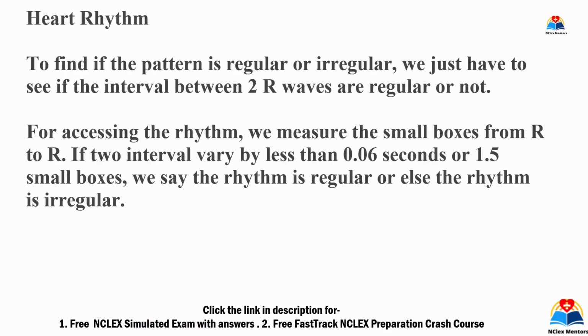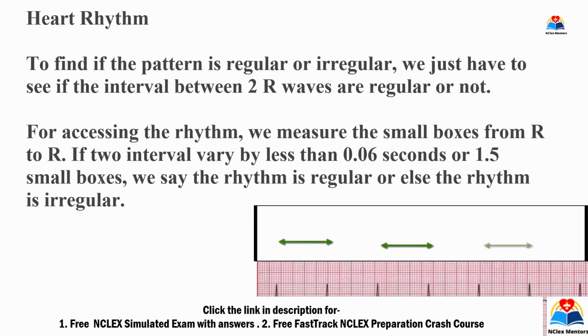The next step is determining the heart rhythm and seeing if the pulses are showing a regular or irregular pattern. To find if the pattern is regular or irregular, we just have to see if the interval between 2 R waves is irregular or not. How to do that? For assessing the rhythm, we measure the small boxes from R to R. If 2 intervals vary by less than 0.06 seconds or 1.5 small boxes, we say the rhythm is regular, or else the rhythm is irregular.